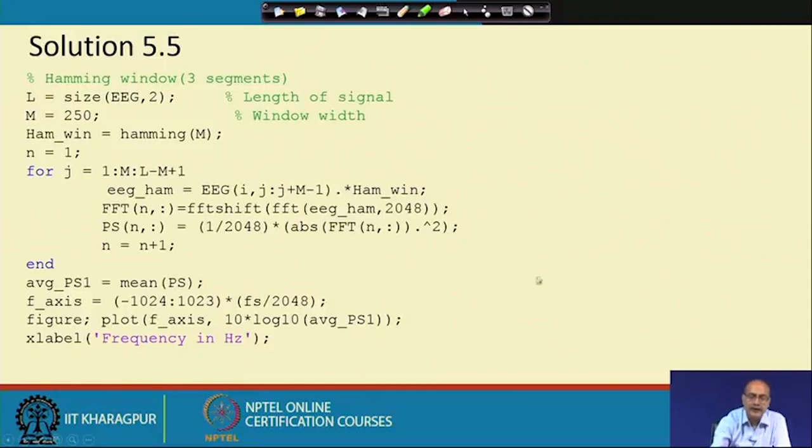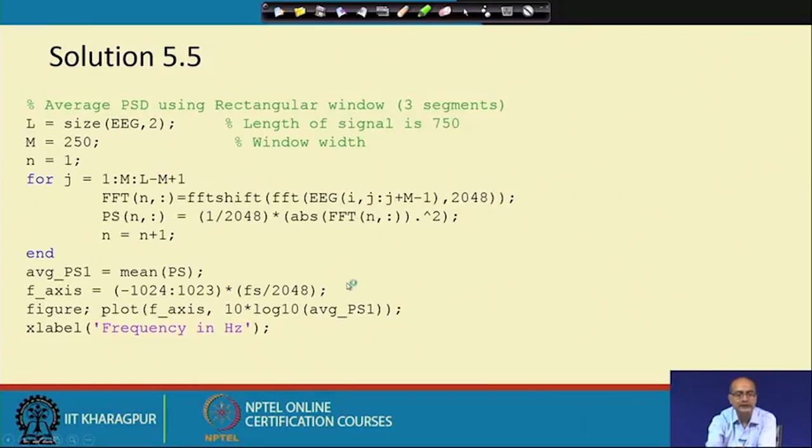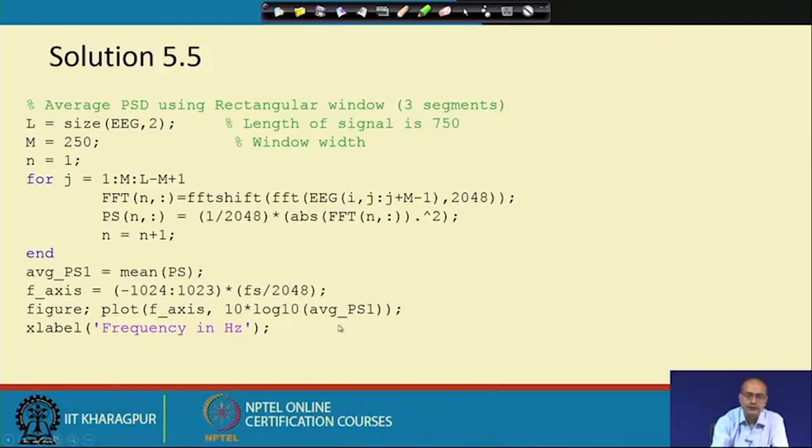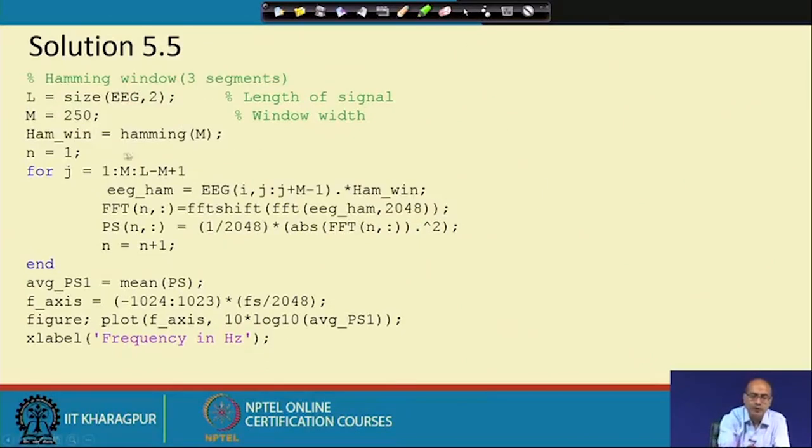Okay. Now, for the Hamming window, it would be almost the same. The only difference is here. For the rectangular window, we are taking the part of the signal directly and computing the PSD. Compared to that, when we go for the Hamming window, we compute the Hamming window and multiply the signal with the Hamming window for that many samples, and then the rest of the thing would be the same.